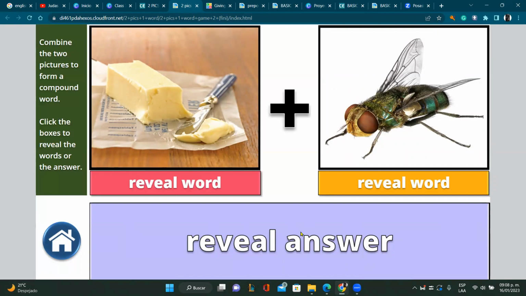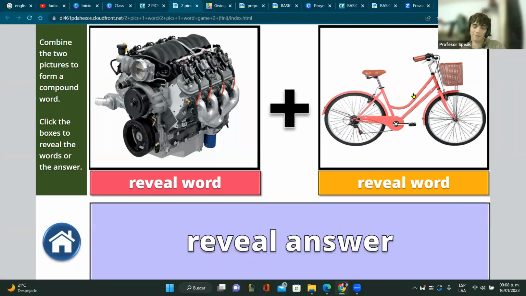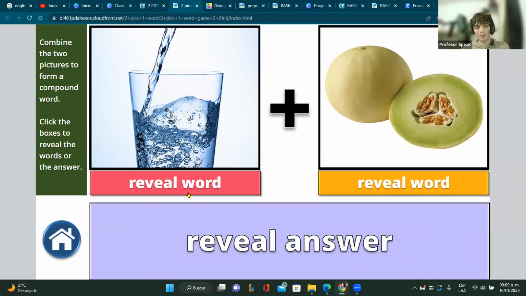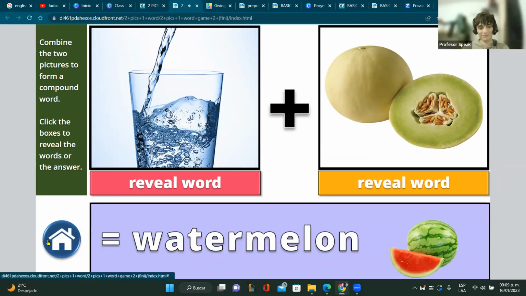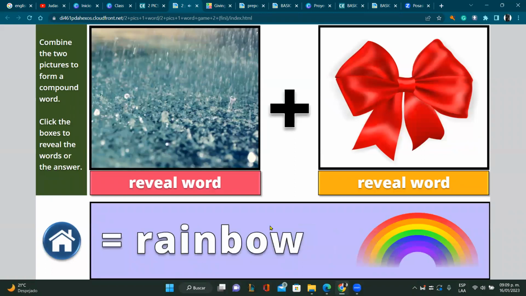Butterfly. Perfect. Number 4. Motorcycle. Yeah, it is actually motorcycle. It isn't motorbike. It's weird to have this one here. Watermelon. In some regions, they will say this as zucchini, if I'm not mistaken. I actually don't remember this one. Rainbow, perfect.